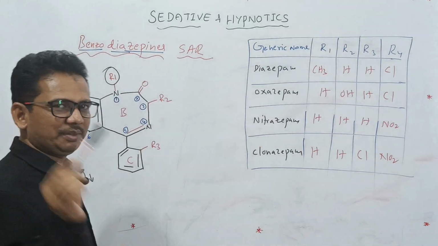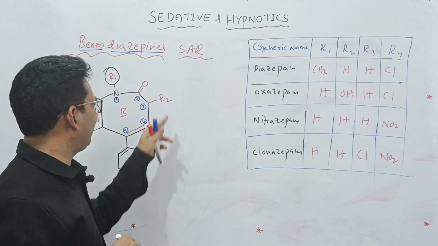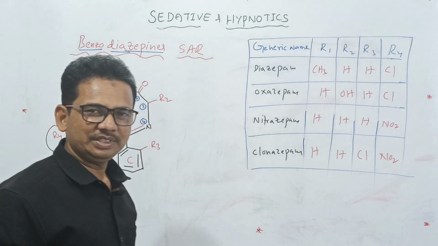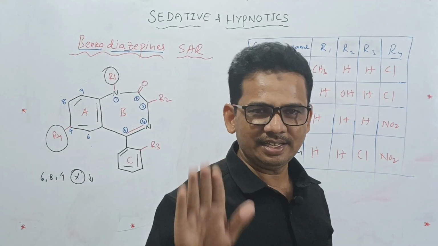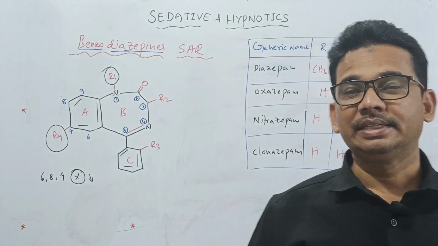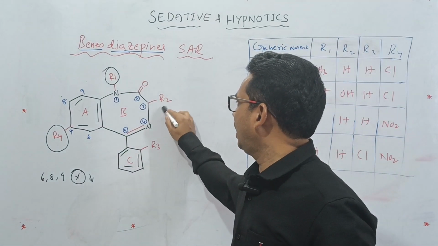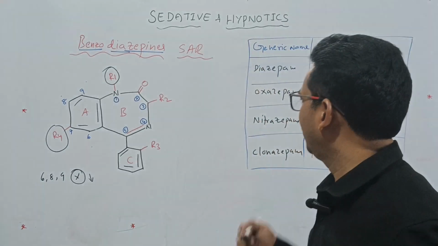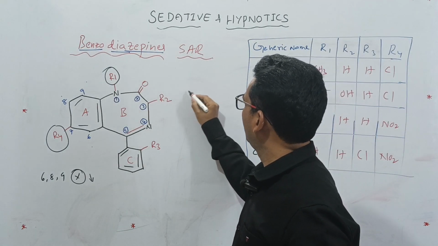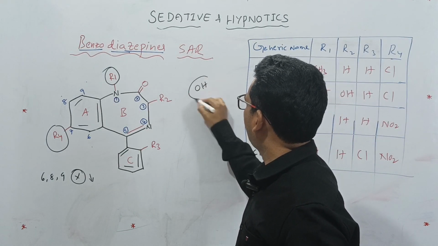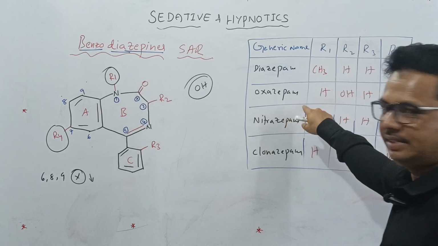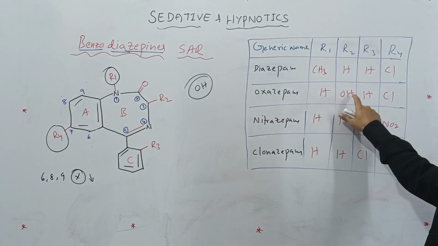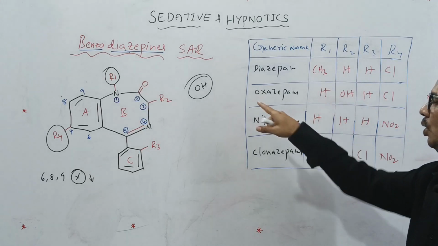Now we'll go for the 3rd position. If you substitute any alkyl group or any other group here, the activity will decrease. But especially at the R2 third position, the OH group plays a vital role, like in oxazepam. Here you can see oxazepam. At the R2 position, what is there?